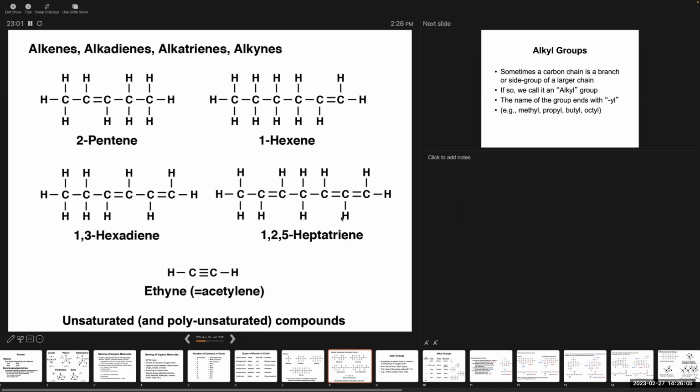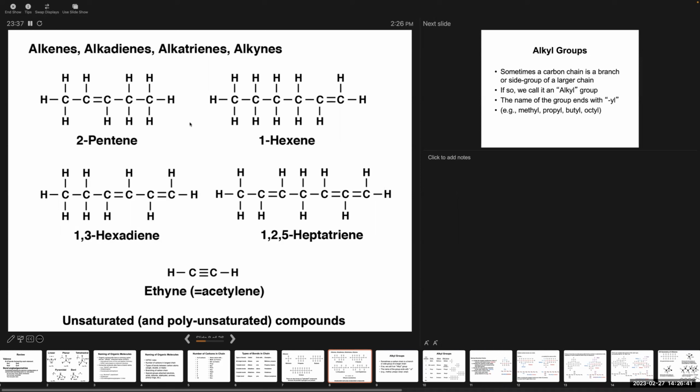Okay, so here are some examples of alkenes, alkadienes, alkatrienes, and alkynes. So the first example is an alkene. It's called 2-pentene. So the pent tells me that there are 5 carbons in the chain. And the fact that it ends in ENE means it's an alkene. That tells me there's 1 double bond located somewhere along that 5 carbon chain. The 2 at the beginning tells me that the double bond lands after the 2nd carbon.